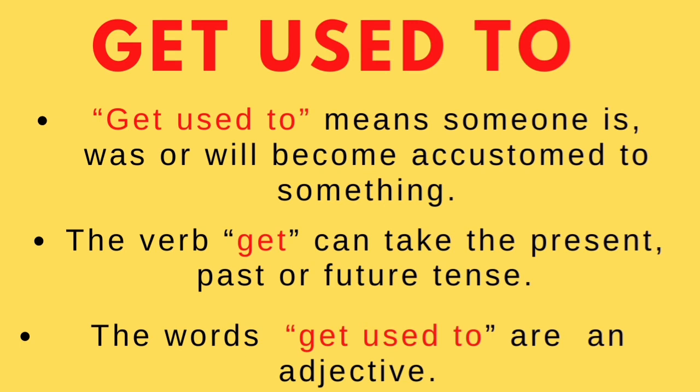Okay, let's get into it. Get used to means someone is, was, or will become accustomed to something. So when you get used to something, you become accustomed to it, right? The verb get can take the present, past, or future tense. The words get used to are an adjective.